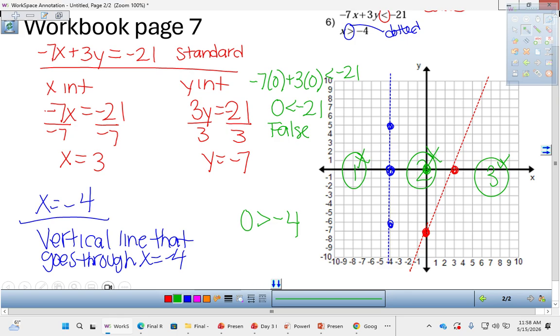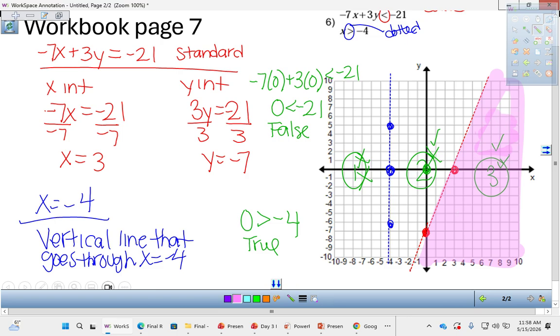And I get 0 is greater than negative 4. And that's true. 0 is greater than negative 4. So the blue line, I want to shade towards the 0, 0, which is this way. Anything away from the 0, 0, which is this way, is false. So region 1 is in an area that doesn't work. 2 and 3 will work for the blue. And so you see that 3 is the region that works for both. So that's the region that gets colored in here.